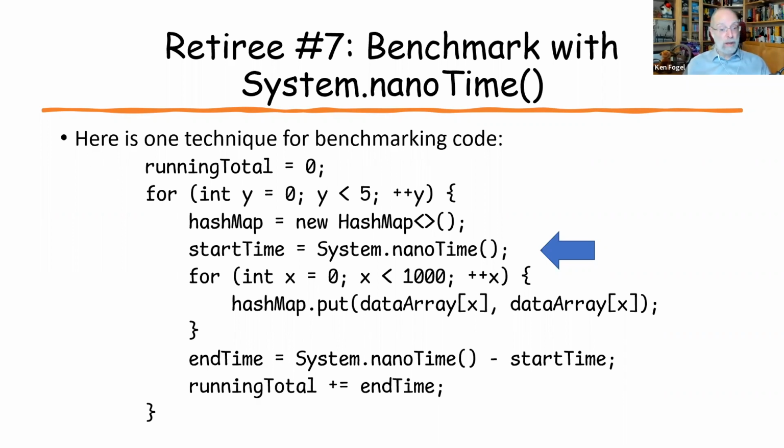How would I do that? Well, I'm sure some of you have done this already. I go off and I record the nano time, the billionth of a second, just before I start the operation. And here you can see all I'm doing is filling a hash map. I'm kind of being a little cheap here because I'm using the key and the value to be the same thing. And I'm filling this hash map with 1,000 items.